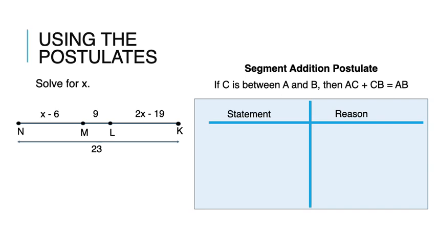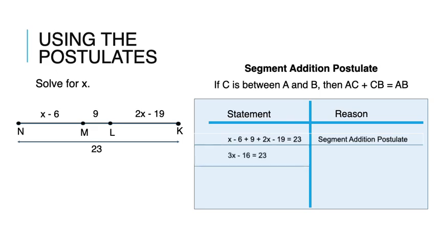We'll start with our two-column proof, and the statement that we're going to write first will be justified by the segment addition postulate. So we're going to write an equation. X minus 6 plus 9 plus 2x minus 19 is equal to 23. The reason is the segment addition postulate. Now we can combine our like terms on the left. X plus 2x is 3x. And then those three integers, when you combine them together, is going to be negative 16. So 3x minus 16 is equal to 23. Reason, simplify or combine like terms.